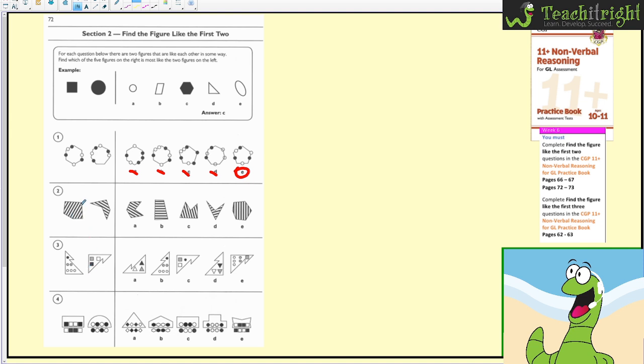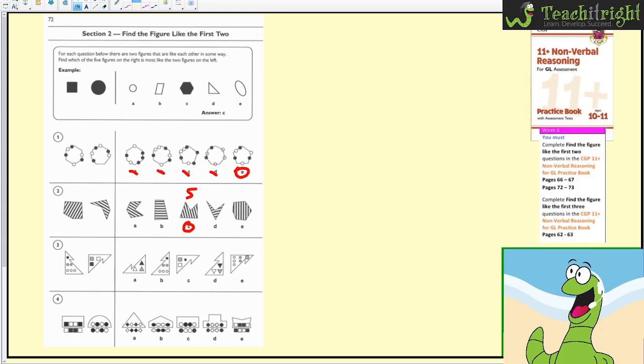We've got 1, 2, 3, 4, 5. 1, 2, 3, 4. So 5-sided shapes with black lines in it. So 1, 2, 3, 4, 5. So C's already jumping out to me. 1, 2, 3, 4, 6, 6. Yeah, I think C is the answer because it's the only one with 5 sides. All the others have got 4 sides.